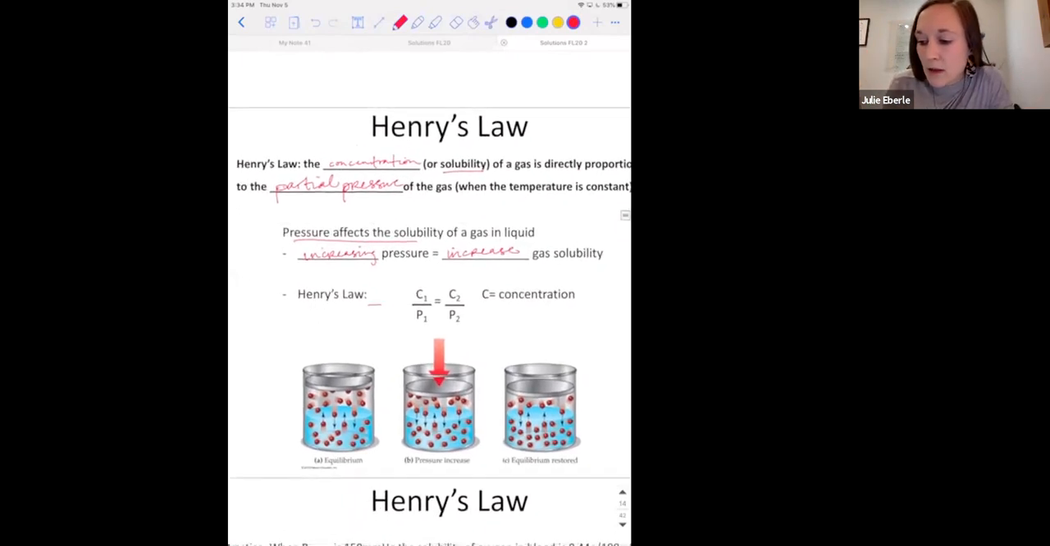In mathematical form, here's what Henry's law looks like. C1 over P1 equals C2 over P2. And we know C stands for concentration here. So that's your initial concentration at your initial pressure, C1 and P1. And then C2 and P2 is your final concentration at your final pressure. So if you change the pressure, you have to recalculate the concentration.